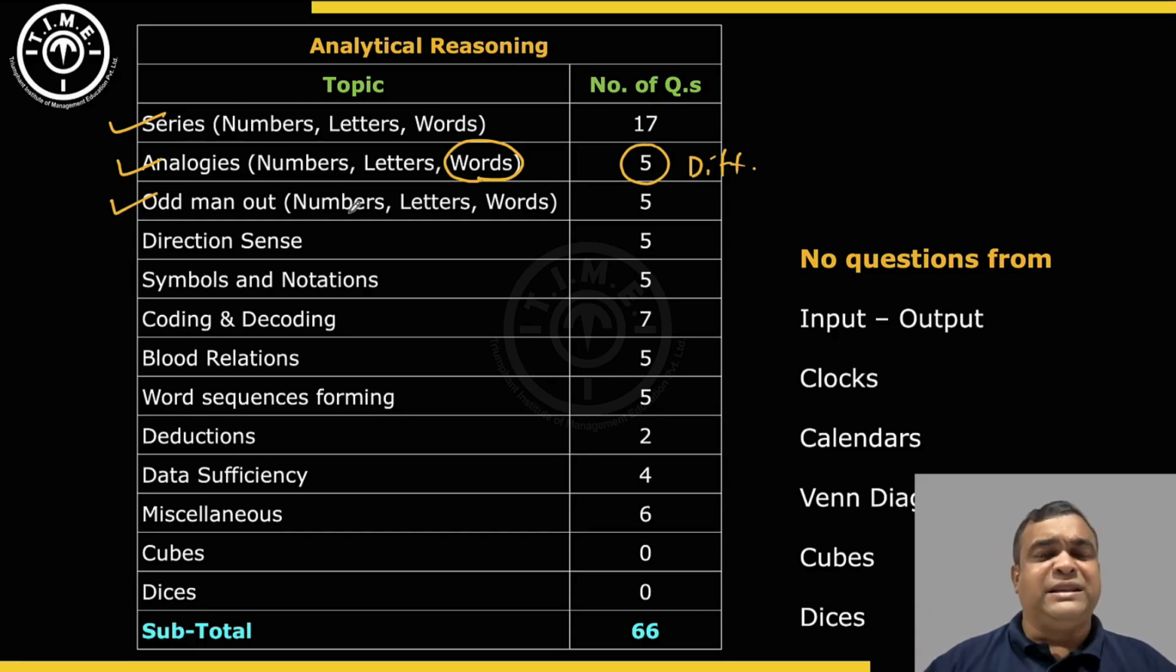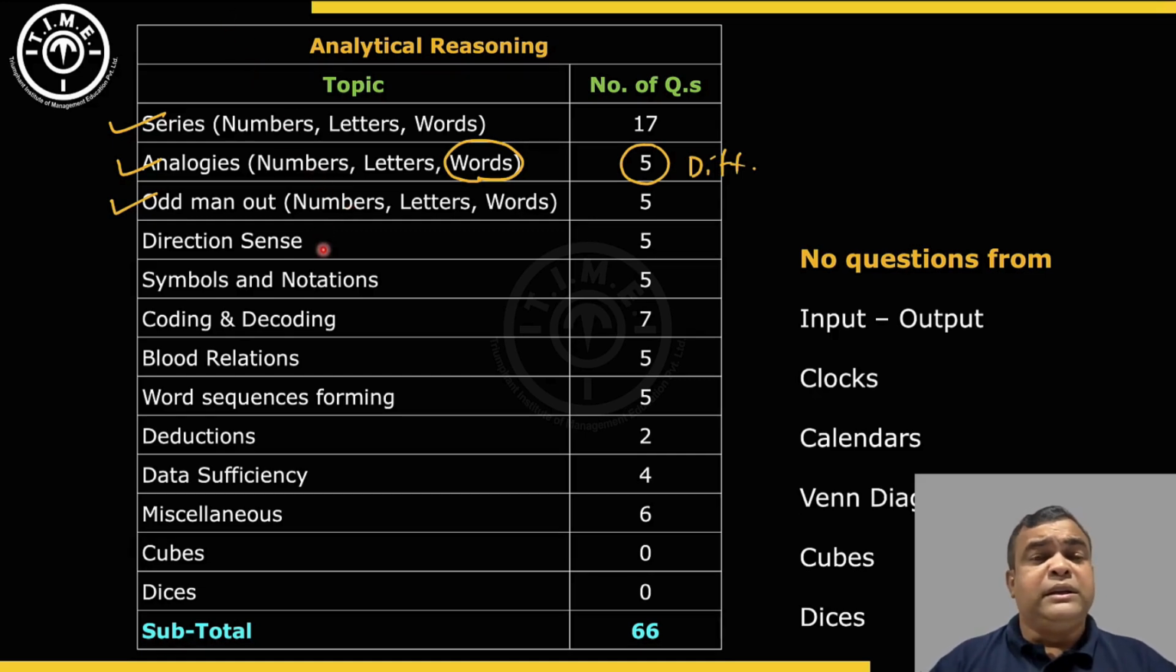The other areas: direction sense, that is easy. 5 questions were there. Normal direction sense questions involve what? You are traveling towards north, south, in these 4 directions. But there are a couple of questions where they are talking about southeast, southwest kind of thing also. So I will say direction sense questions were overall an easy part.